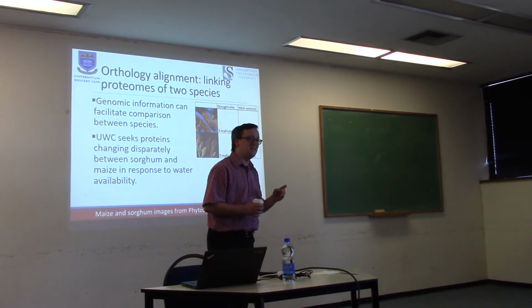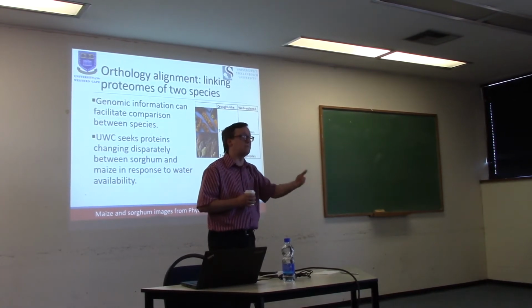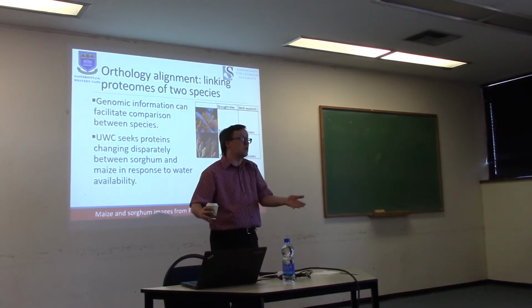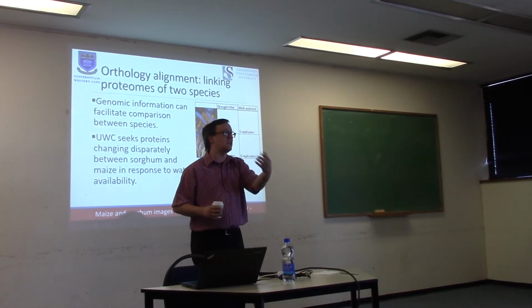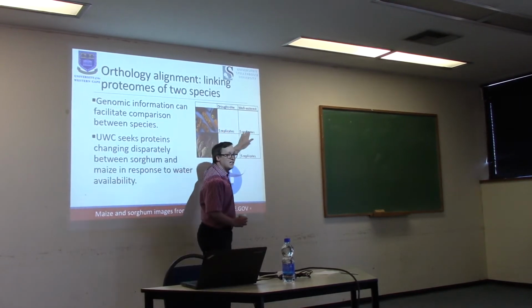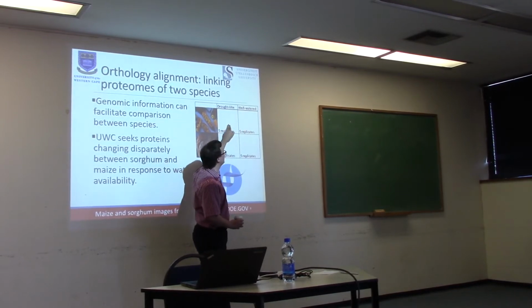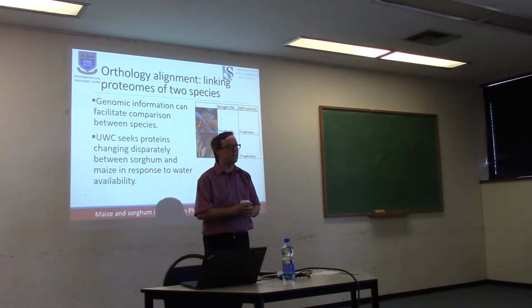So, wouldn't it be nice to either be able to find out how we could tweak maize so it was better able to resist drought, or to find ways to make sorghum more productive, for example, to make it a more economically viable crop. So, we had 5 replicates in each of these boxes. So 5 replicates of well-watered maize, 5 replicates of drought-like condition for maize, and the same for sorghum.